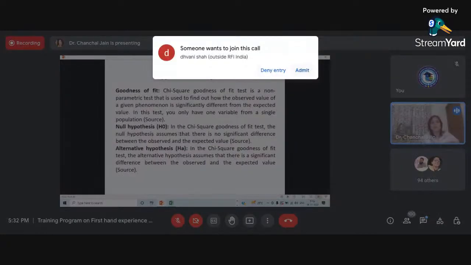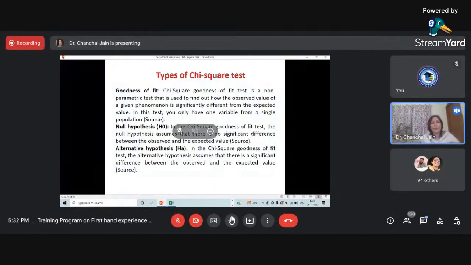Now, as I just said, there are two types of chi-square test, one sample and two sample. Here, firstly, I am discussing the one sample chi-square test. One sample chi-square test is also known as goodness of fit test. The chi-square goodness of fit test is a non-parametric test that is used to find out how the observed value of a given phenomenon is significantly different from the expected value.